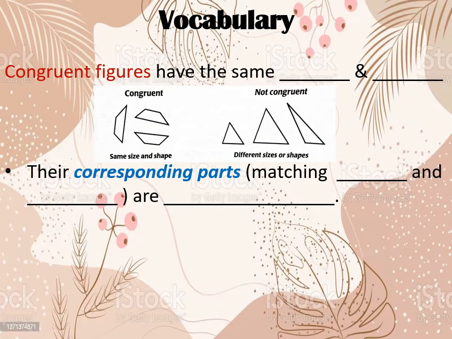Vocabulary. Based on the given picture, what have you observed? Yes, congruent figures have the same size and shape. If they are not congruent, then they have different sizes and shapes. Their corresponding parts, matching sides and angles, are congruent. Again, congruent means they are equal.